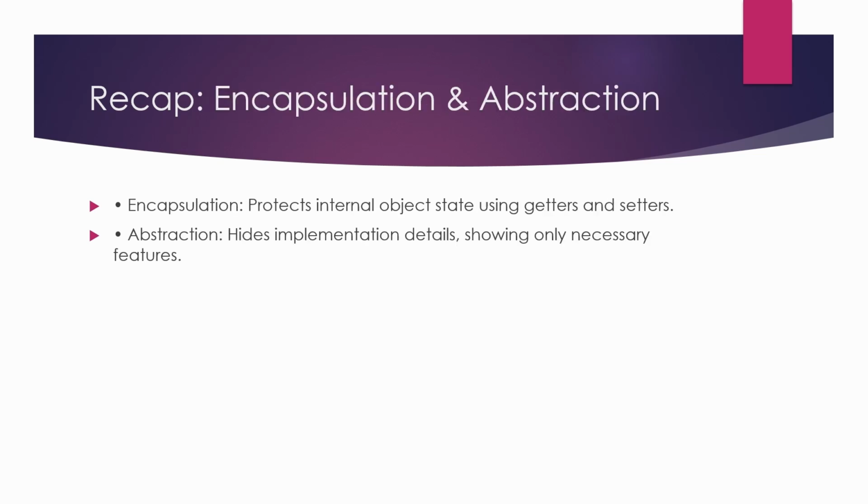Encapsulation and abstraction are key concepts in OOP. Encapsulation allows us to protect an object's internal state, providing controlled access through getters and setters. This ensures data integrity and security. Abstraction, on the other hand, hides the complex implementation details and exposes only the essential features of an object, making it easier for users to interact with it without worrying about the inner workings.